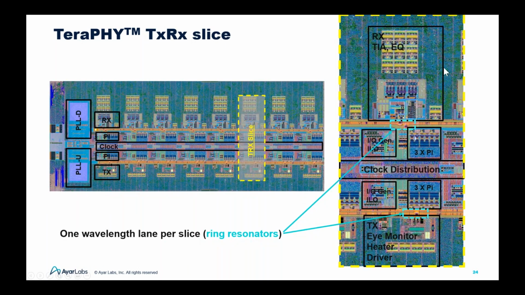In more detail, this is the top part of each slice. Again, remember we have 10 macros. Each macro has 8 TX and RX. In total, we have 80 TX and 80 RX. Each RX has a TIA, equalizer, and other logic for temperature control and those kinds of things. This is the clock distribution in the middle. We have a phase interpolator, IQ generator, ILO, and then at the TX part, which is at the bottom, we have a TX heater and driver and eye monitor for our internal test.